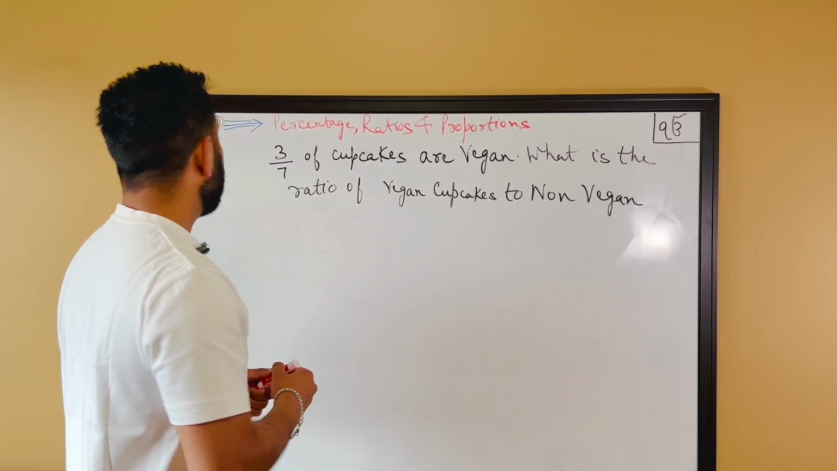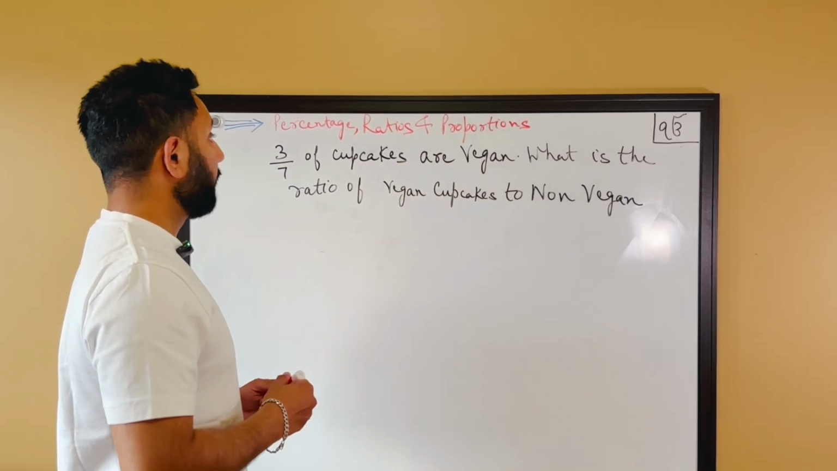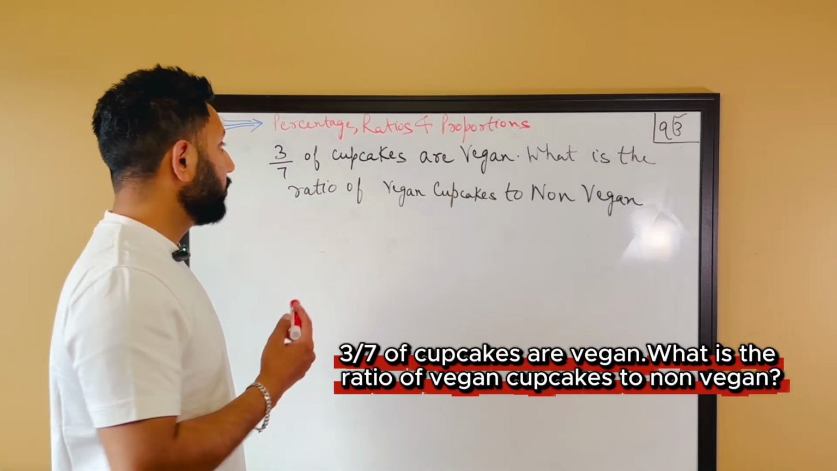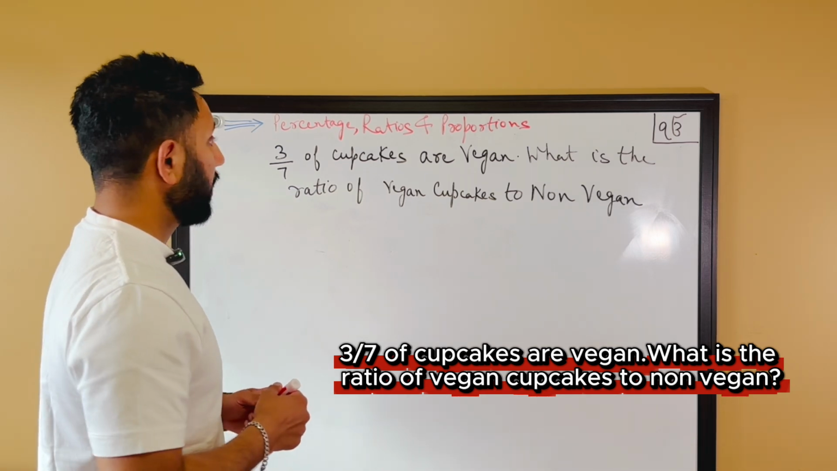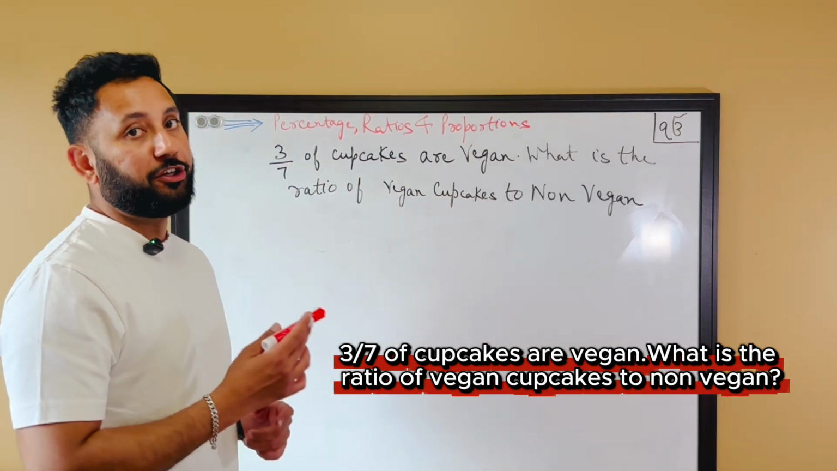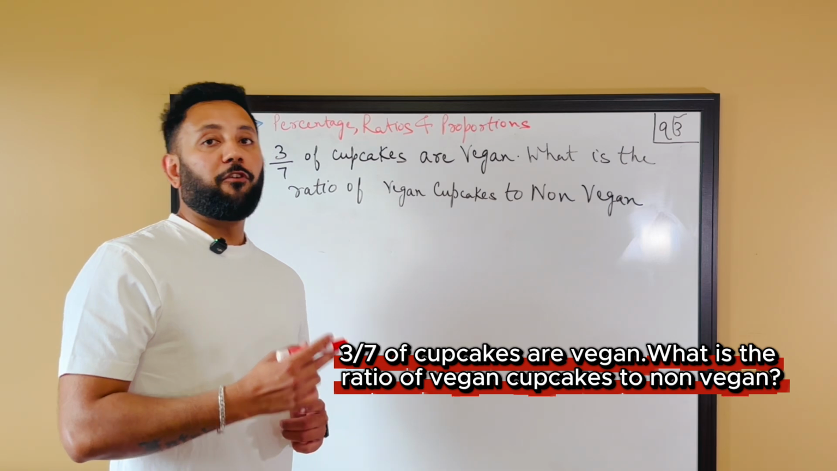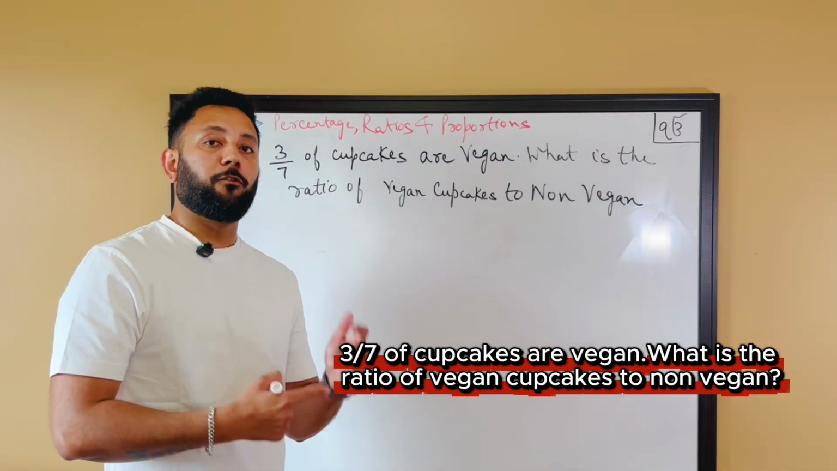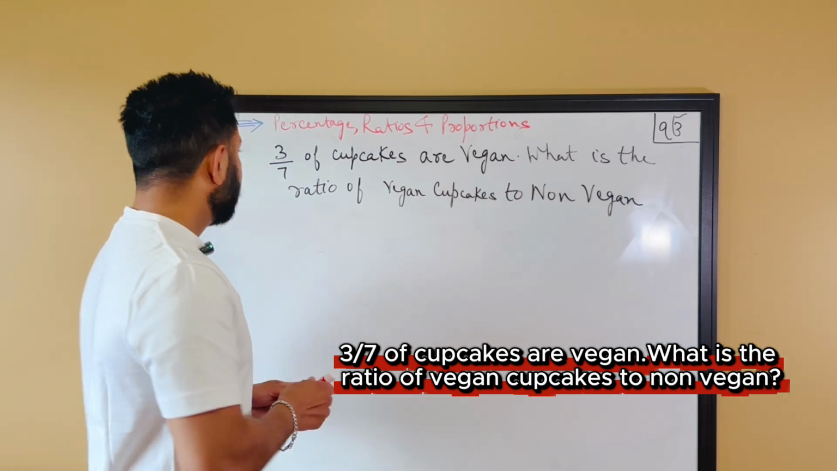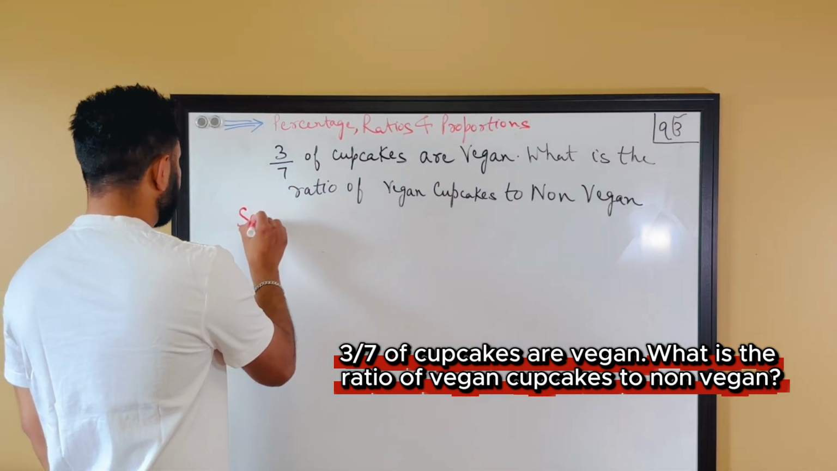So our last example is 3/7 of cupcakes are vegan, and what we need to find out is the ratio of vegan cupcakes to non-vegan. So before solving this problem, we need to know first that the maximum value of a fraction is 1. Likewise, if we talk about percentages, the maximum value is 100%. So now jump to the solution part.